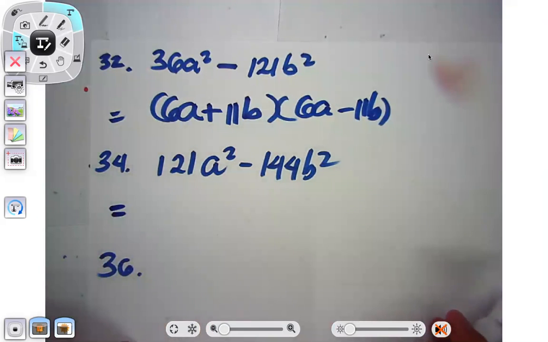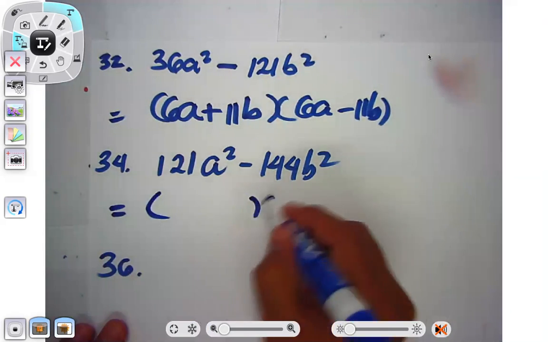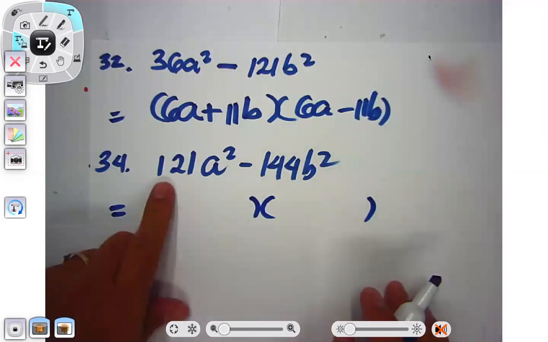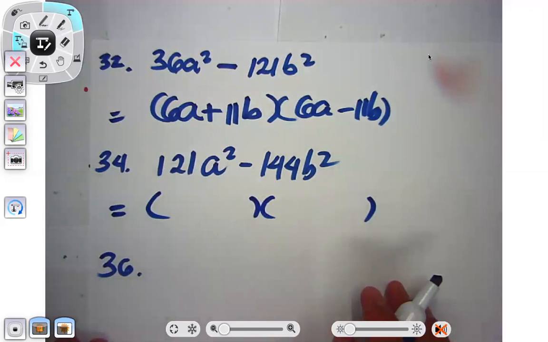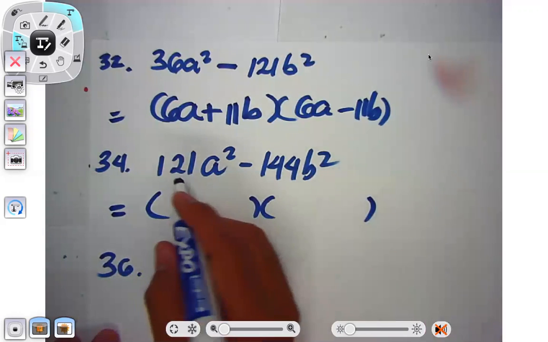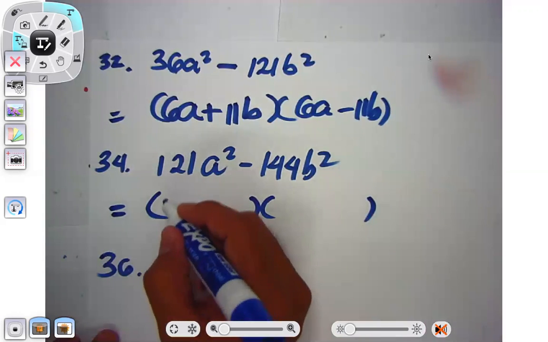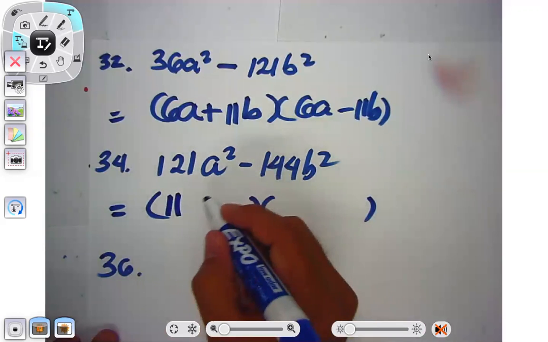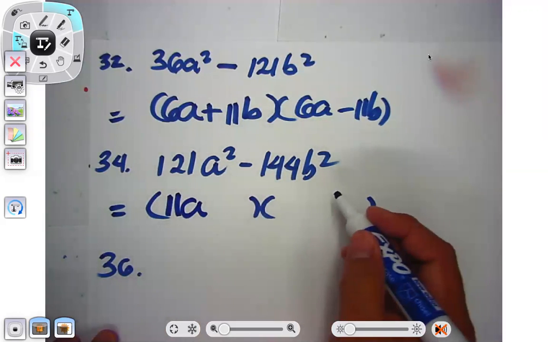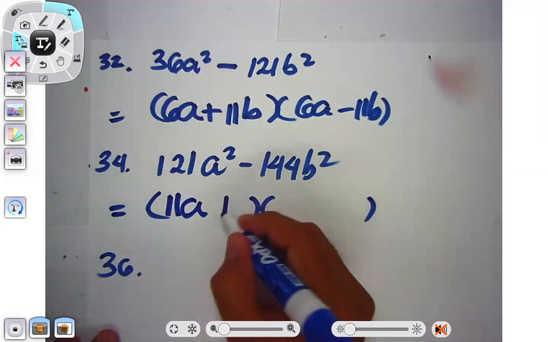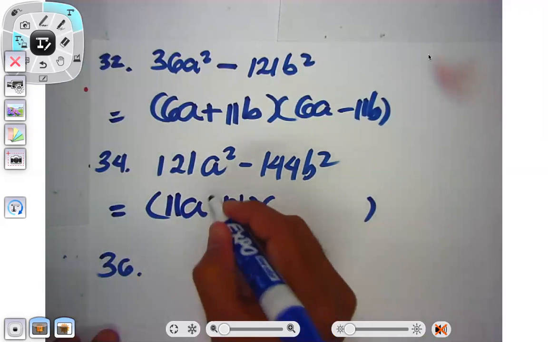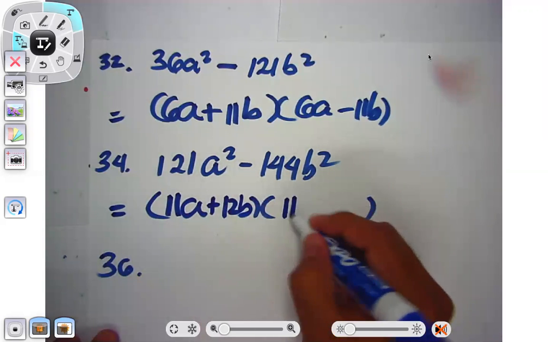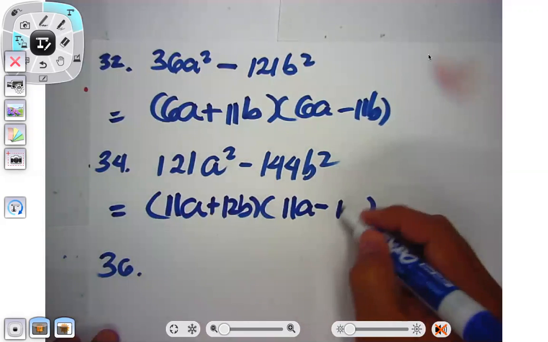Let's have number 34. 121a squared minus 144b squared. Use your list of perfect squares if you have. And so let's do that now. What's the square root of 121? 11. The square root of a squared is a, and the square root of 144 is 12, and b squared is b. So 11a plus 12b. The other one is 11a minus 12b.